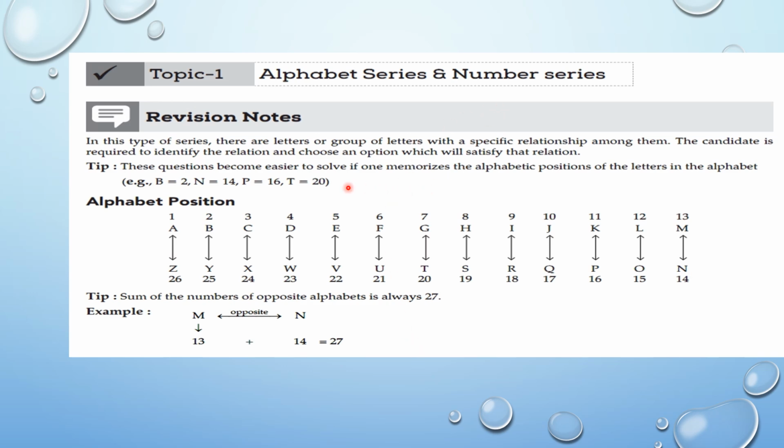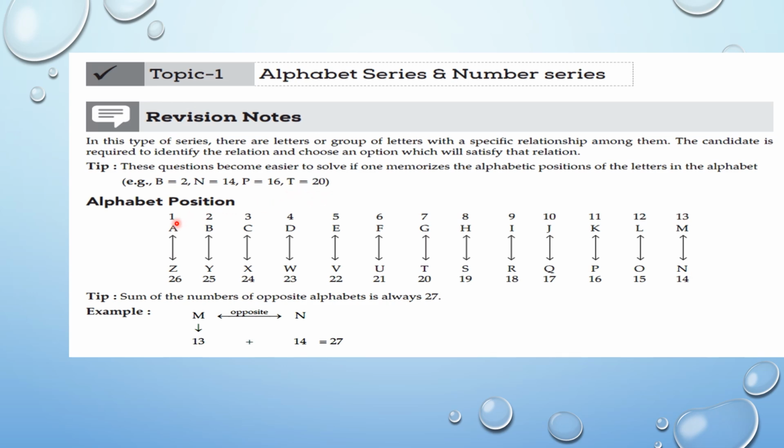Alphabetical series and number series. In this type of series, there are letters or groups of letters with a specific relationship among them. The candidate is required to identify the relation and choose the option which will satisfy the relation. This question becomes easier to solve if one memorizes the alphabetic position of the letters. Example: B is equal to 2, N is equal to 14, P is equal to 16, T is equal to 20.